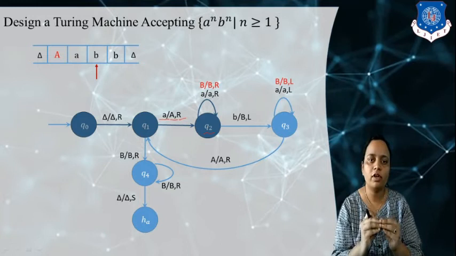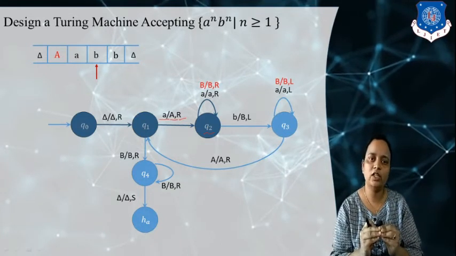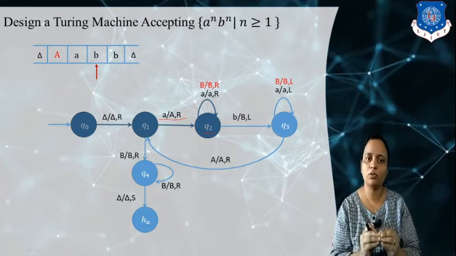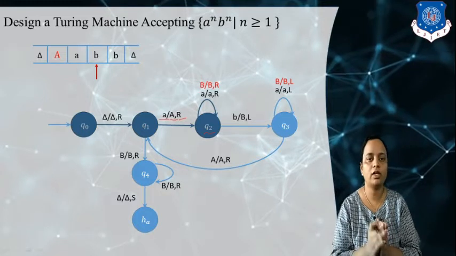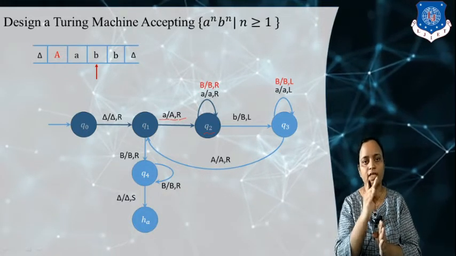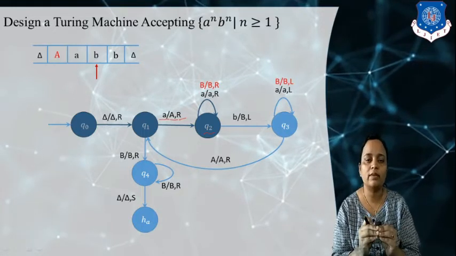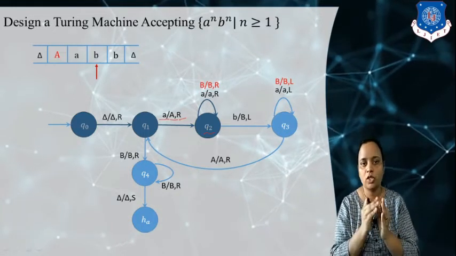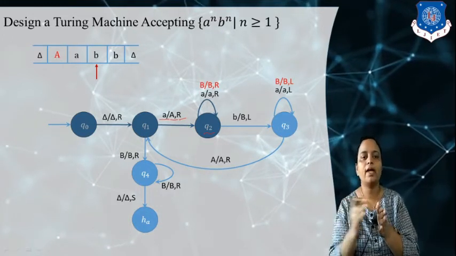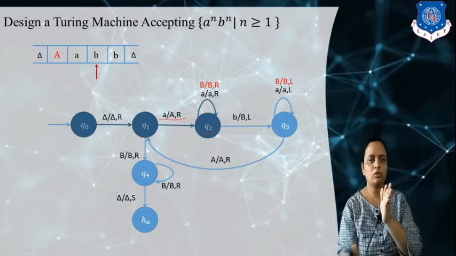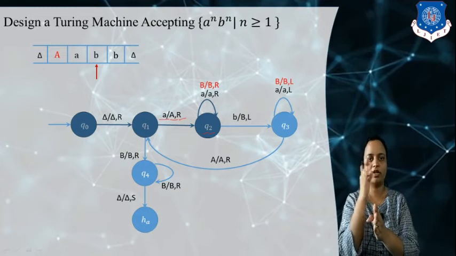So after doing this, which state are we in over here? We are at the q2 state. Now the q2 state says that if you are skipping the small a symbols, and after this you find a small b, what are we going to do? The q2 state says that if you find a small b, replace it by capital B and move to the left side, because you have completed your first round, first A, first B.